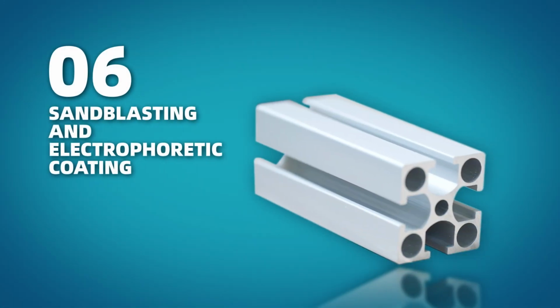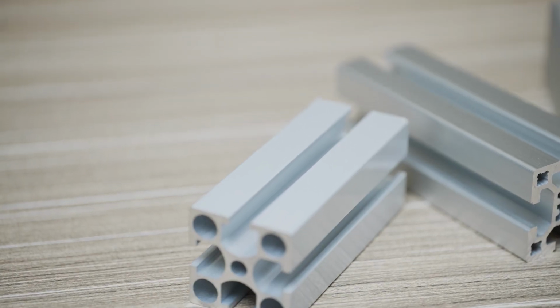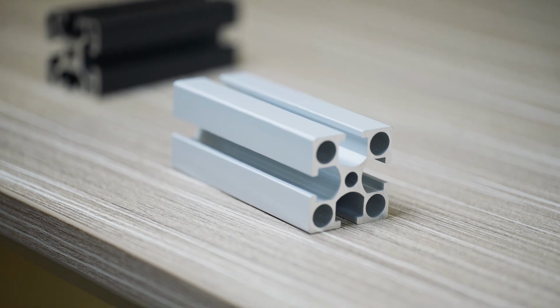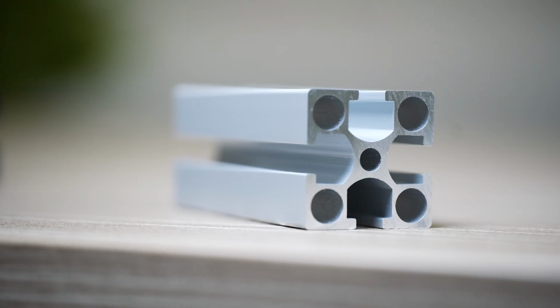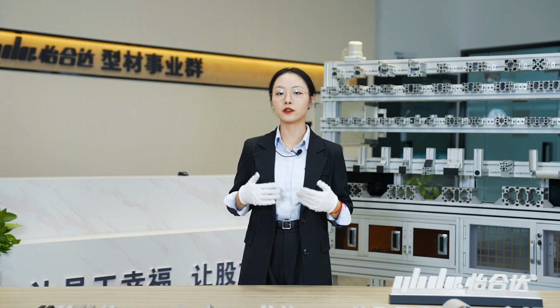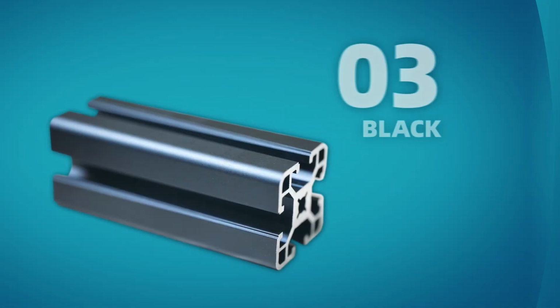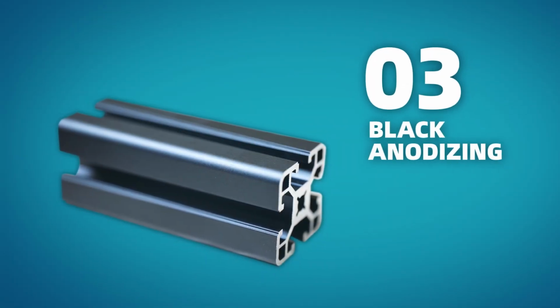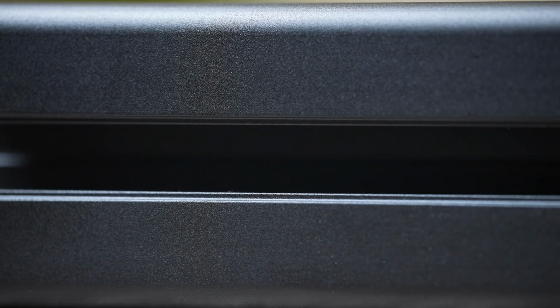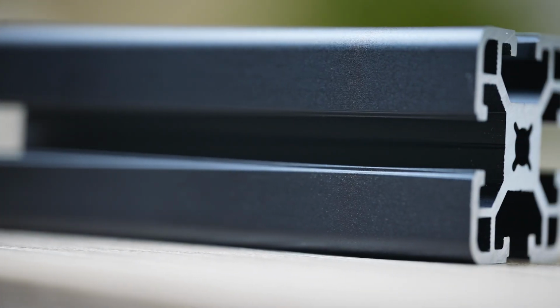Process 06, sandblasting and electrophoretic coating, suitable for corrosive environments. This involves sandblasting and anodizing, followed by electrophoretic coating to form a resin layer on the profile surface. It is highly corrosion resistant, easy to clean, but not heat resistant. Process 03, black anodizing. This involves sandblasting, anodizing in a sulfuric acid electrolyte, and black dyeing.